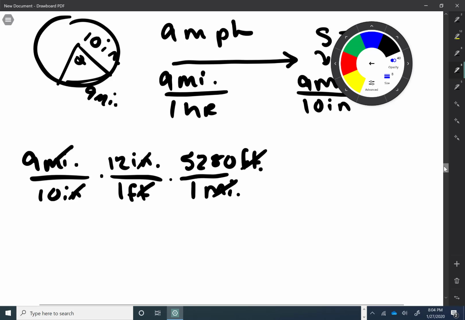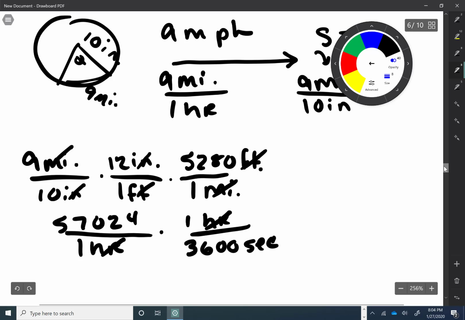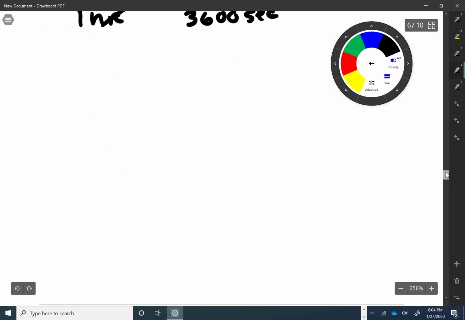So this is 57024 radians. But the thing is those are radians per hour, because that's how it gave it to us. And we want seconds, and we know that 1 hour is the same thing as 3,600 seconds. So now I know how much I have per second, which is 15.84. And we want to know how much it is per 30 seconds. So just multiply by 30, and I get 475.2. That's how we get the answer to that one.